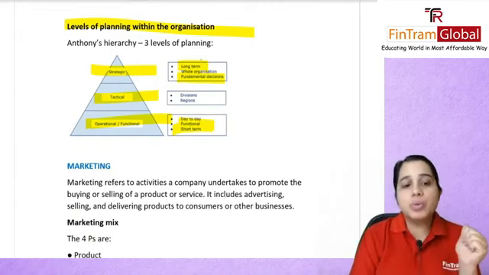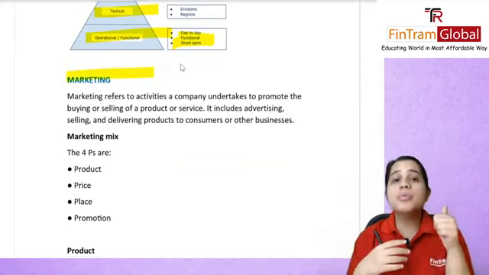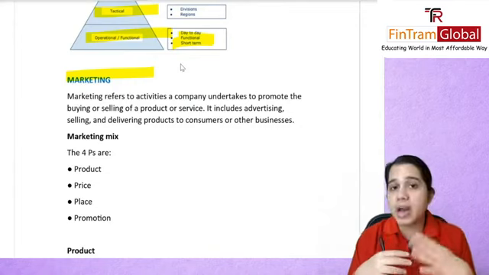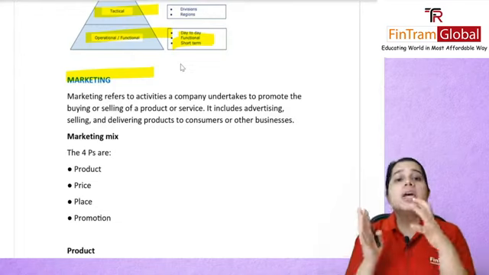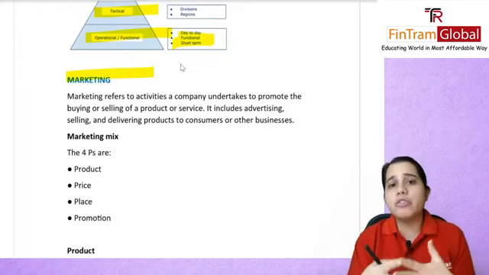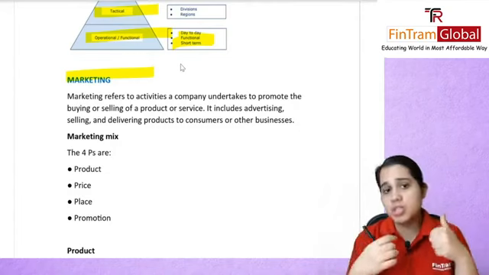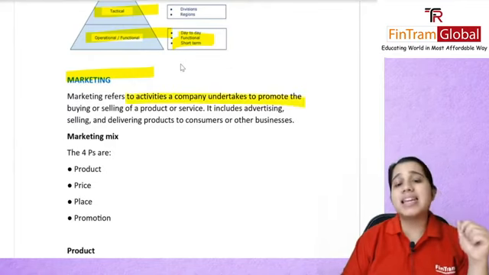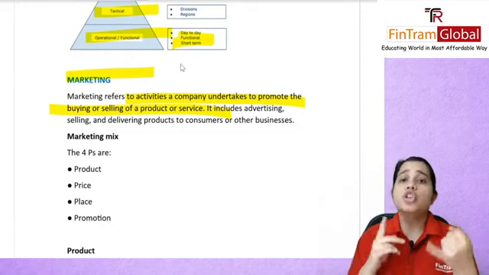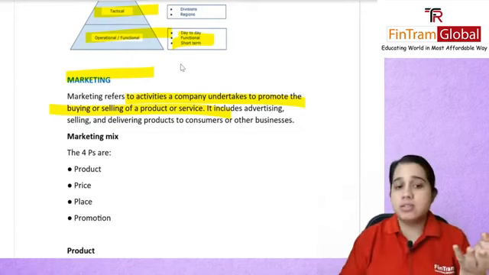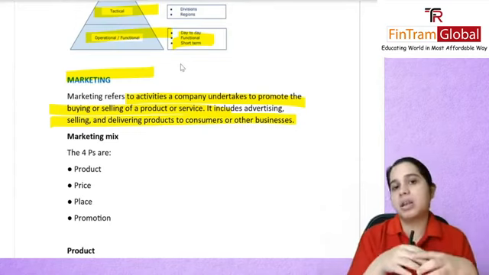Next, another topic that we will be covering now is marketing. If you remember, we had already studied in a session that there were 4 P's of marketing. Marketing basically involves any activity where you're promoting the products or any service that your organization provides, so that of course people are aware of it, they go ahead and make purchases. So marketing refers to activities that a company will undertake to promote the buying or selling of any product or service. You could be advertising it, you could be delivering the product to consumers or other businesses, everything falls under your marketing category.